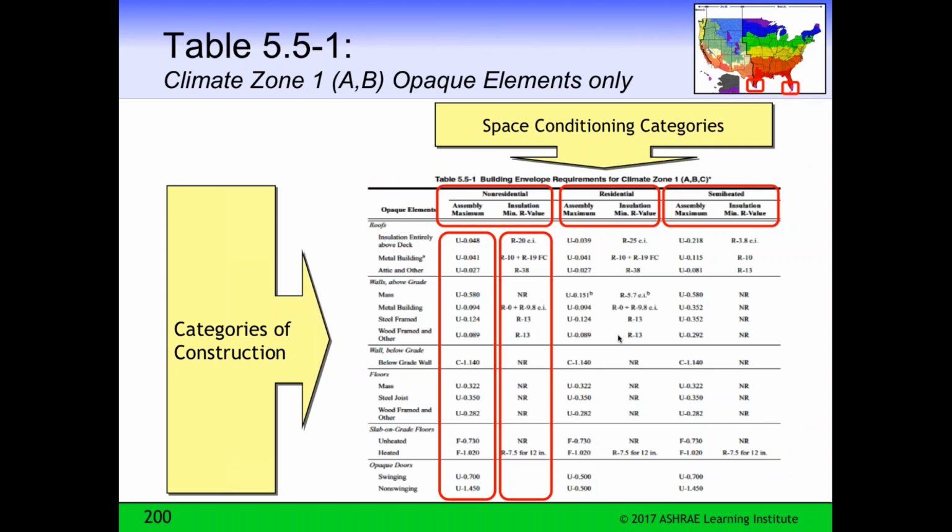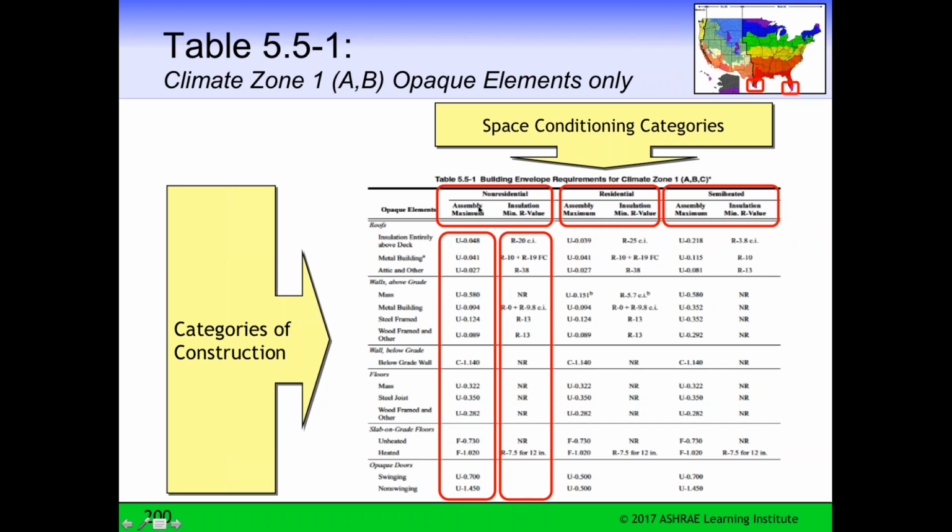Now, what does this mean within the table? Here we're taking a close-up look of climate zone 1 for opaque envelopes only. This is the top 2/3 of that table 5.5-1. And you can see that in the red outlines, we have non-residential construction in the 2 columns on the left, residential construction, the 2 columns in the middle, and semi-heated spaces, the 2 columns on the right.